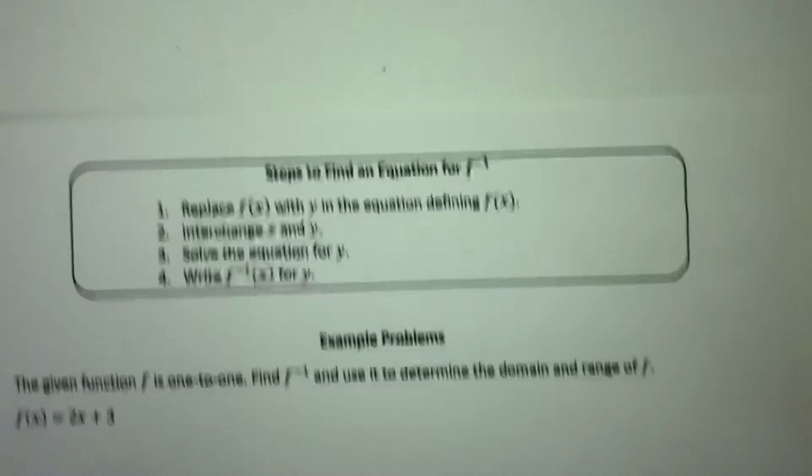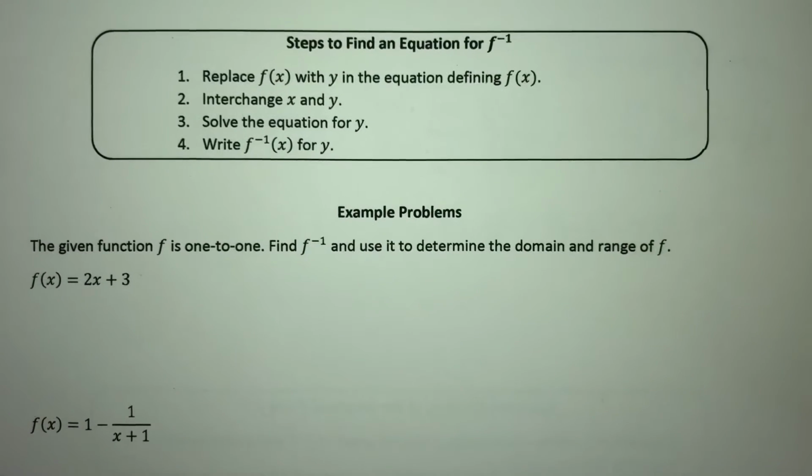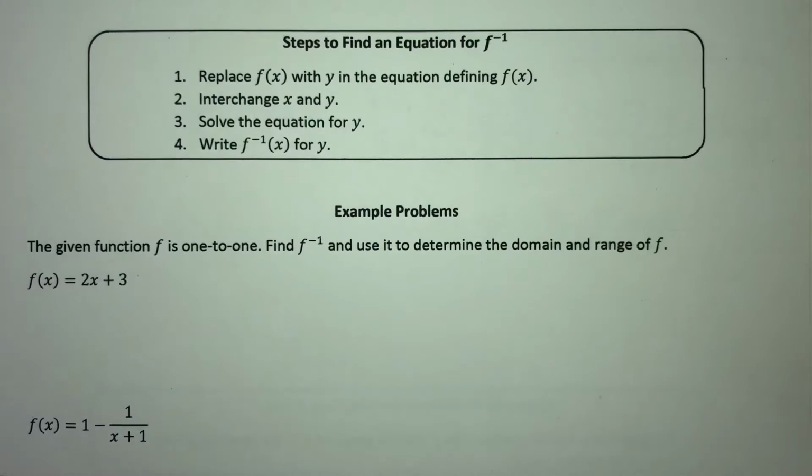Okay, so let's talk about how we actually find that inverse function. The steps are pretty easy. The first thing we do is, where we have an f of x, we write a y. And then we flip our x and y around. We solve for y. And then we write f inverse of x for our y.